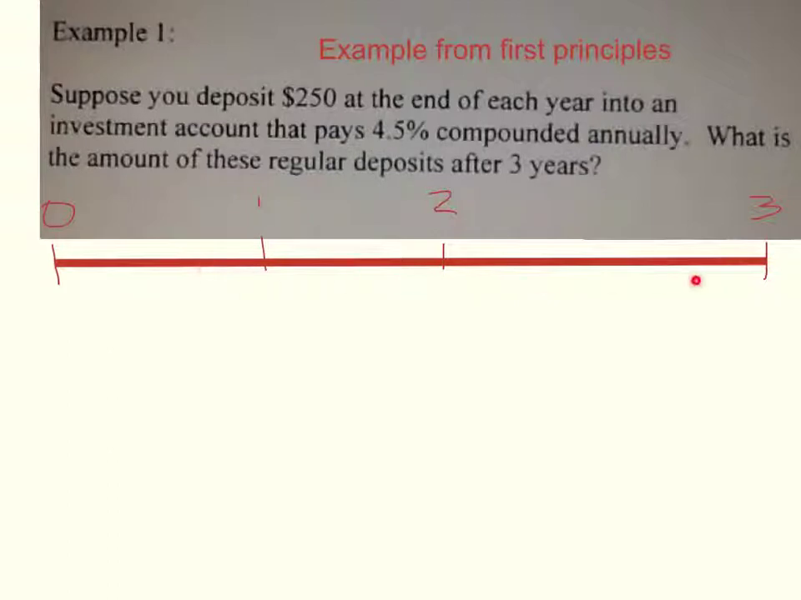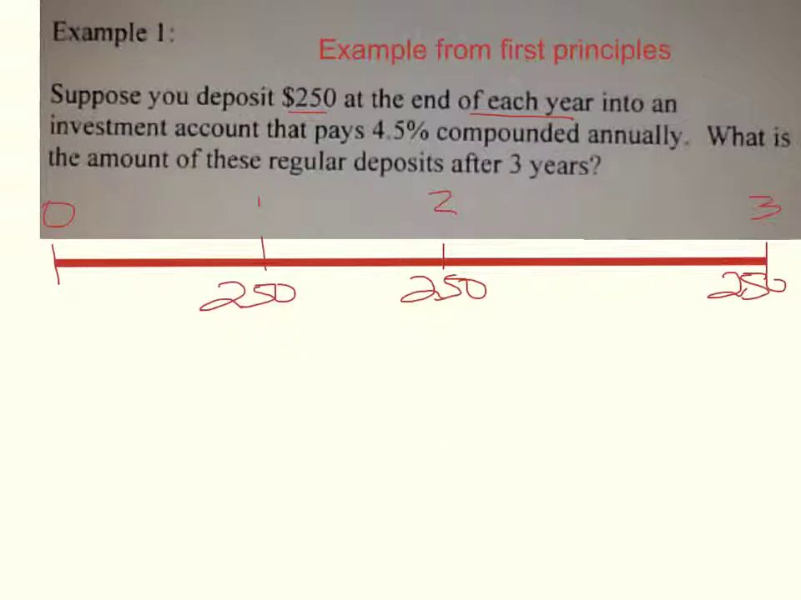So I've drawn a timeline, and I've only made ticks for each year because that's how often I am making deposits. So the deposit amount is $250, and that's at the end of each year. So at the end of year 0, we're basically at the beginning of year 1. Off by a day. So I'm going to write down 250 here, 250 at the end of year 1, and 250 at the end of year 2, which is the beginning of year 3.